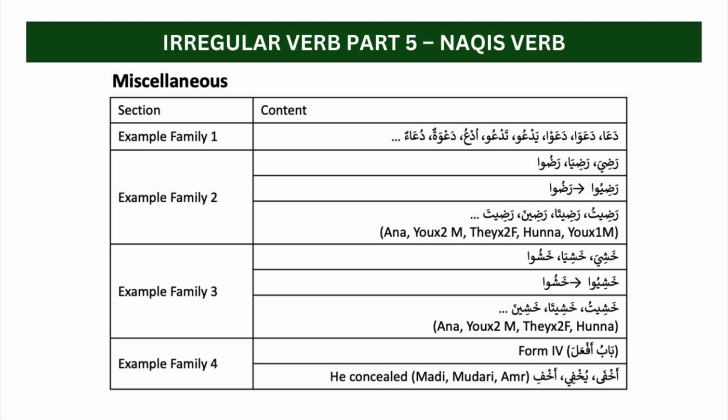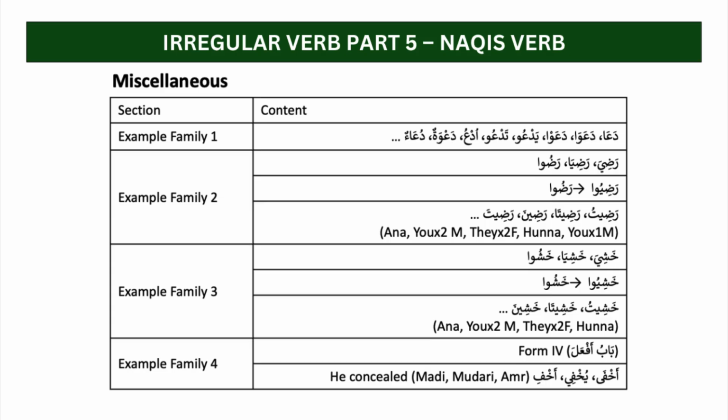Now we come to miscellaneous. This section gathers several Naqis families together as revision. The first family is da'a. Forms like da'a, da'awa, da'awaw, yadu, tadu, udu, dawatun, and dua. This shows one root moving across different verb and noun forms. The weak ending does not stay exactly the same everywhere. It adjusts according to the form.